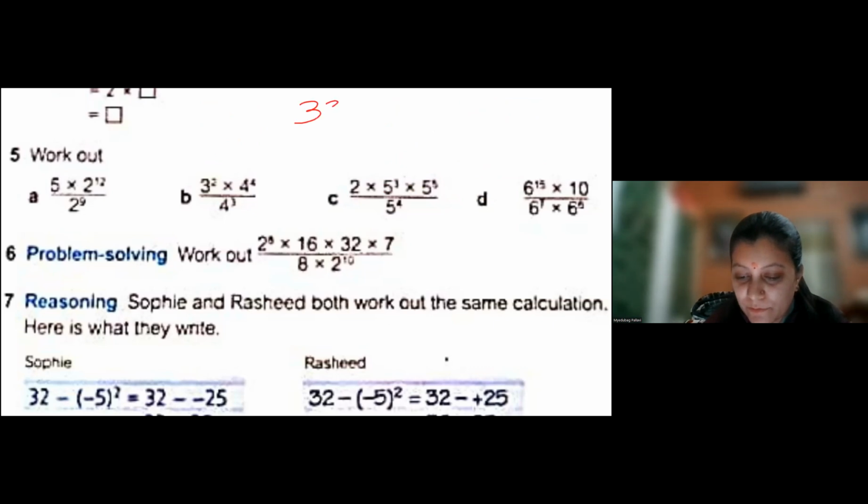3 to the power 2 multiplied by 4 to the power 4 over 4 to the power 3. Just check, is it the same? Okay. So again, what we'll do, solving the like terms first, the same bases first, the same way as with the previous ones. Just check how much it will come.